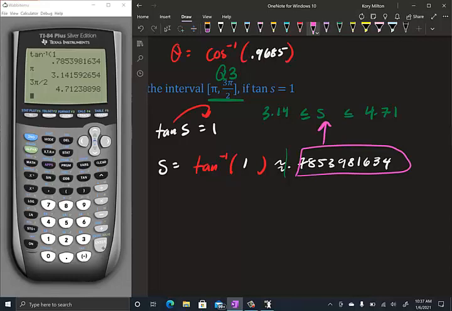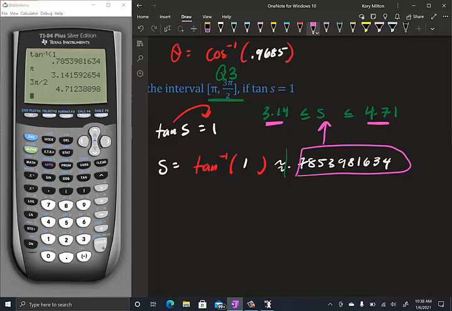So we need to get it into this quadrant. We need to get it between these two numbers. It's like coterminal angles. We need to get 0.78, that value, in between 3.14 and 4.71. So how are we going to do that? Well, we're going to add pi's until we get that value, because right now 0.78 is in quadrant 1.